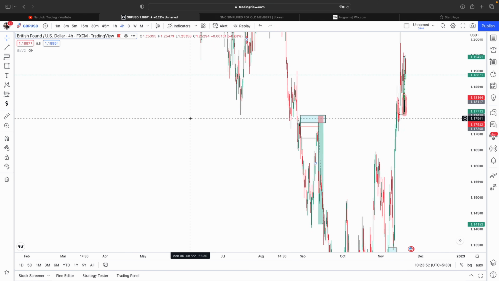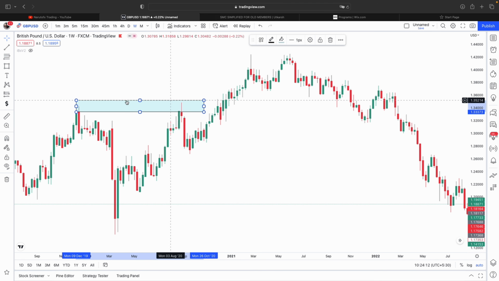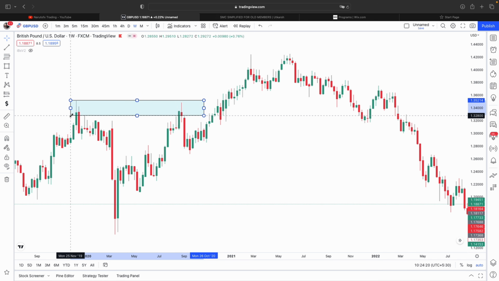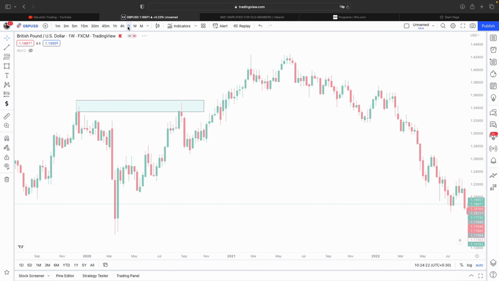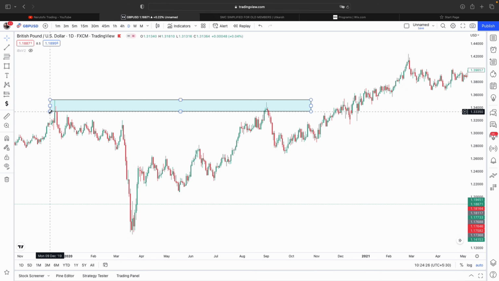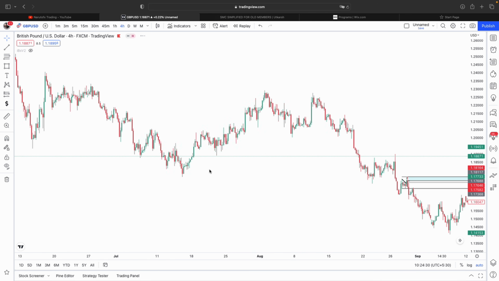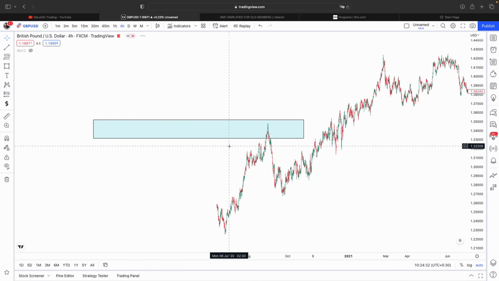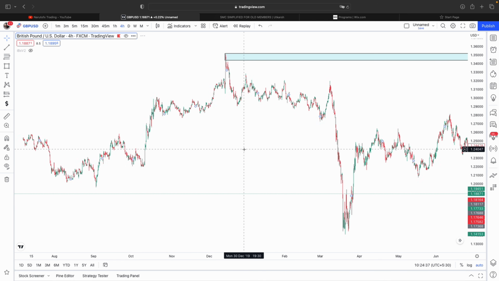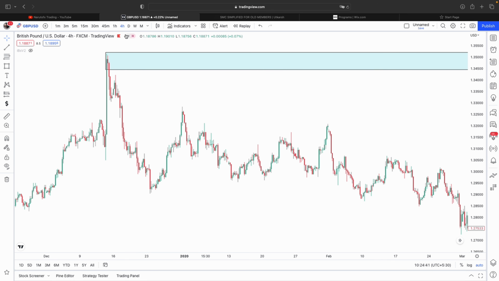Okay, for example, if you go to weekly, this structure. Wicks contain demand on a lower time frame. So this is a higher time frame wick. If you go to daily, we can see there is some kind of order block over here. If you go to 4 hour, there is an imbalance over here. So that's how we will refine the zone.